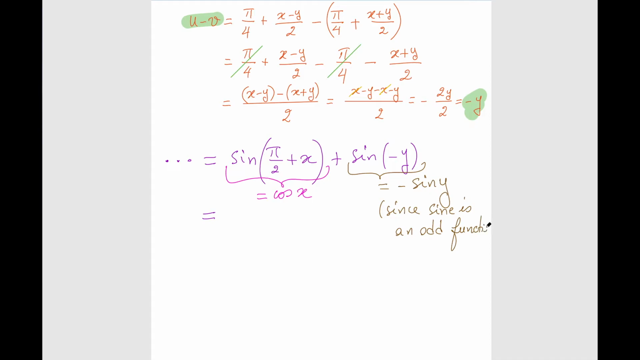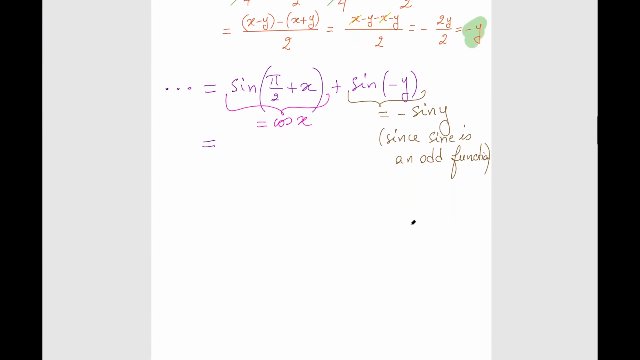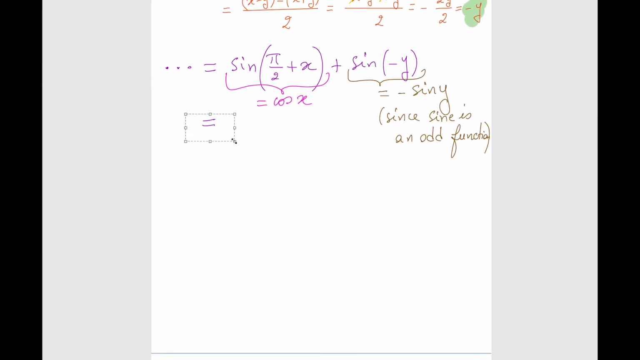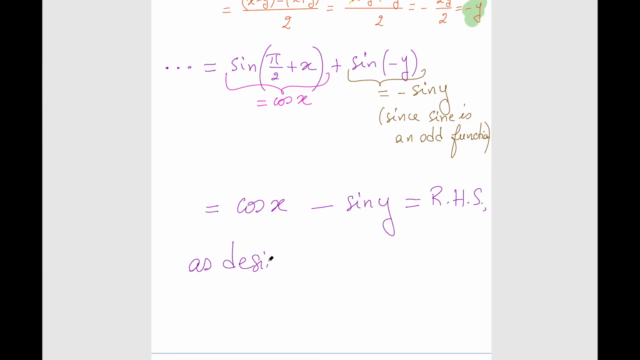So since sine is an odd function, sine of negative y is equal to negative sine of y. Yes? Okay, so at the end of the day, we get that this is equal to cosine of x minus sine of y. All right, as desired, which is the right-hand side.